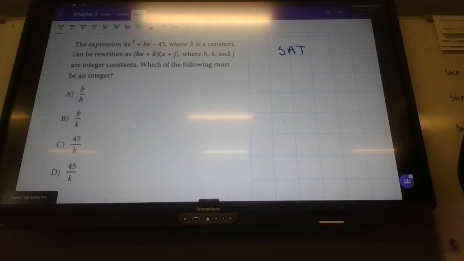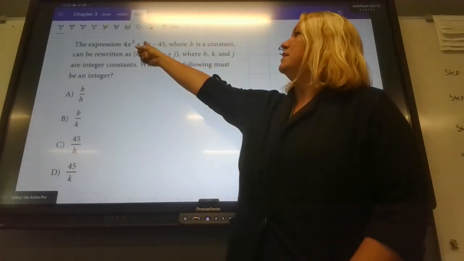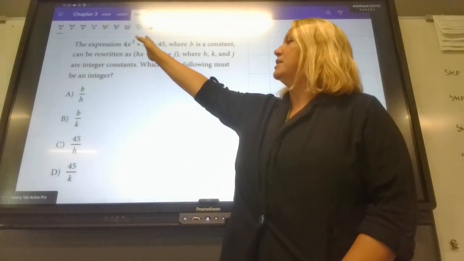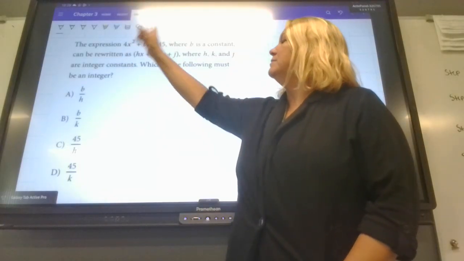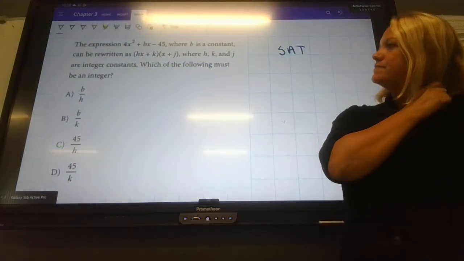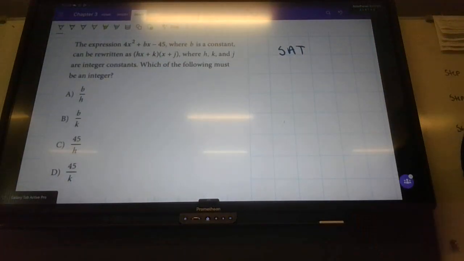Okay, so we're looking at 4x squared plus bx minus 45. B is a constant. That's another thing people ask me: what is a constant? They say it in a lot of SAT questions because they have to tell you it's a number, not a variable. That b is not considered a variable like x. It's an actual value. X can be lots of different things along the parabola, but b is one specific number. This just means it can be factored. So when they say it can be rewritten, all they're defining for you is that, in case you're wondering, yes, it can be factored.